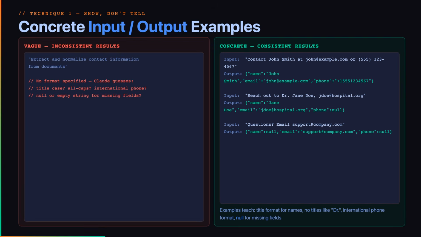Now the right panel, concrete examples. Input 1 shows full contact data, and output locks the JSON structure and international phone format. Input 2 includes doctor in the source, but output removes the title from the name. Input 3 has no name, and output sets name to null. Those examples define the transformation better than a paragraph of instructions.